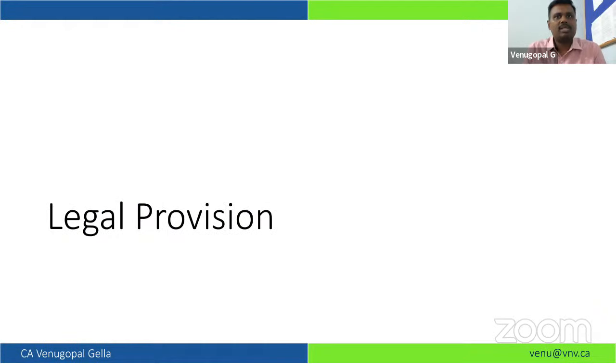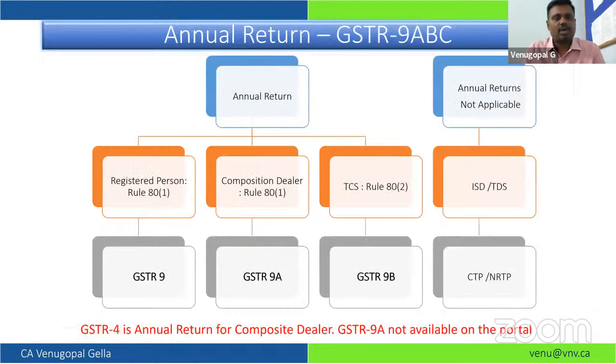On the legal provisions, everyone knows Section 44 read with Rule 80. It is mandatory for every registered person to file an annual return, GSTR 9. For a composition dealer it was 9A, and for an e-commerce operator 9B, which are currently not there. The people who don't need to file the annual return are ISD, TDS, casual taxable person, and non-resident taxable person. These people don't need to file GSTR 9.